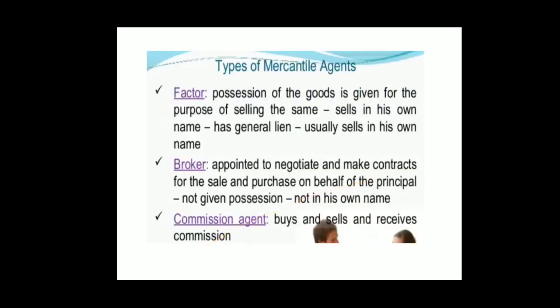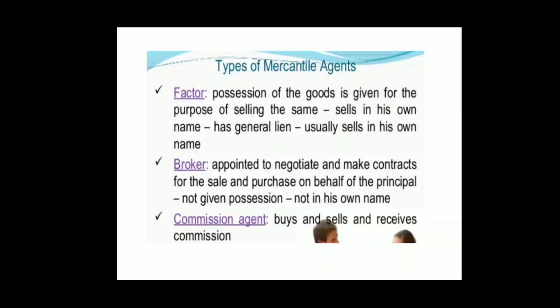Then we have the types of mercantile agent. One is the factor. The factor also buys and sells, but the factor will have the possession of goods, and the factor will sell those goods in his own name. A broker will also negotiate and make the contract for sale and purchase on behalf of the principal. But what is the difference between factor and broker? The broker will not have possession of goods, and the broker can't sell them in his own name. But the factor will have possession of goods and he can sell them in his own name.